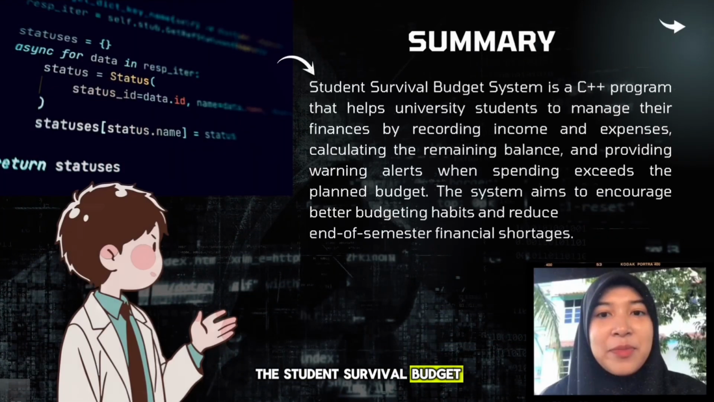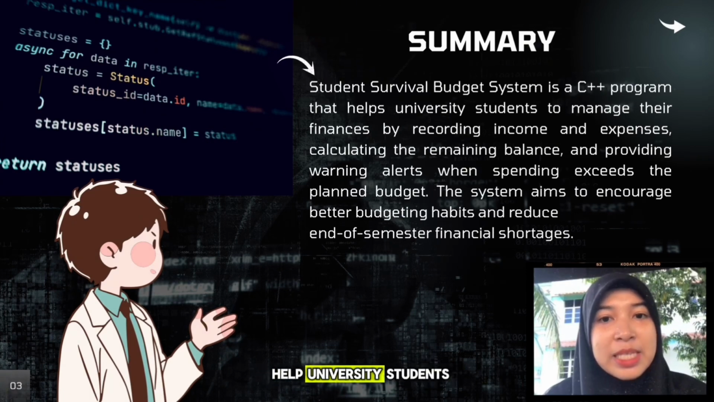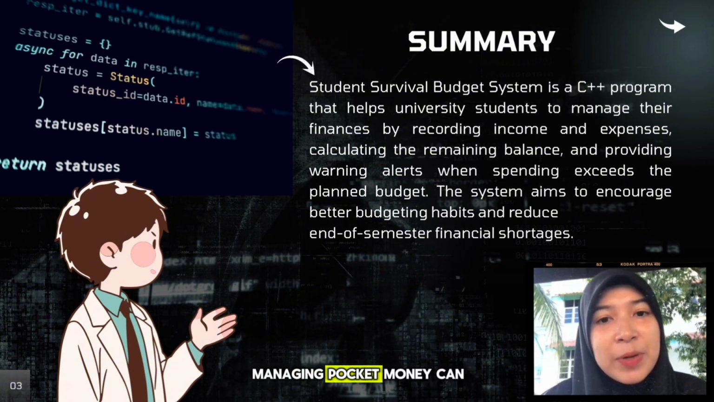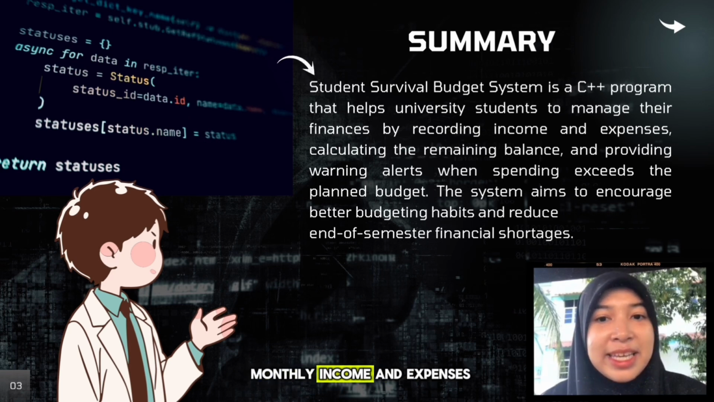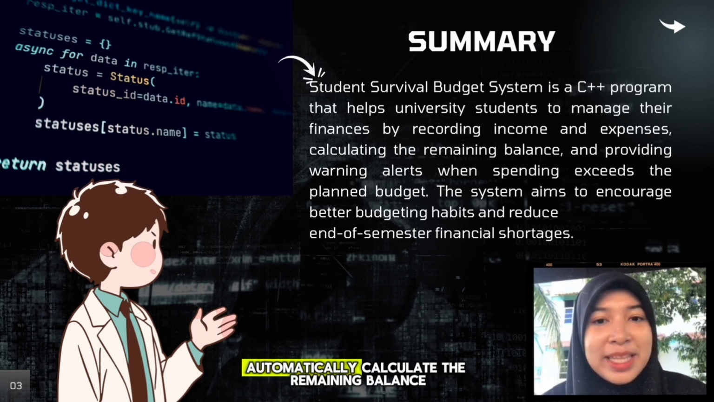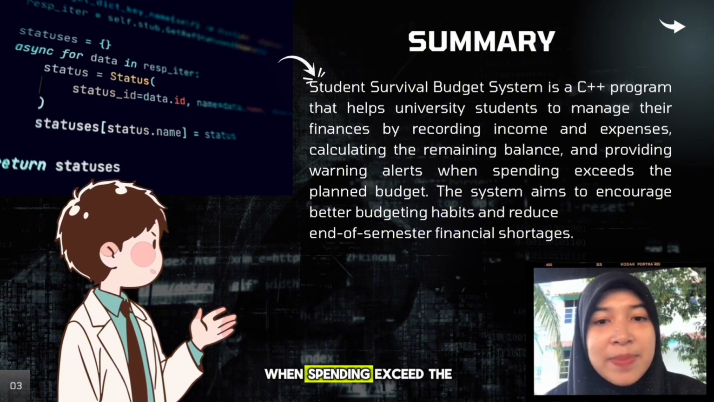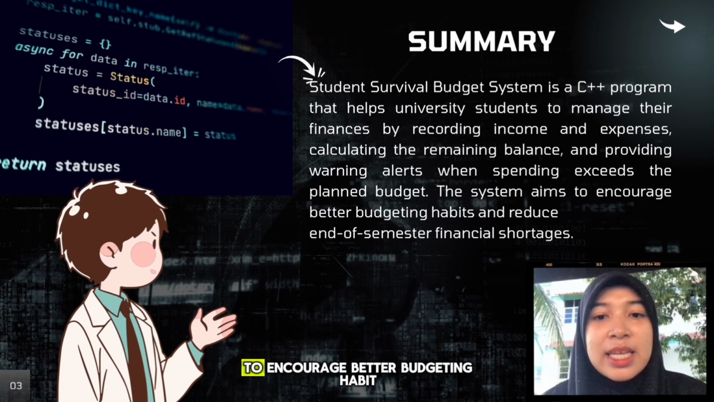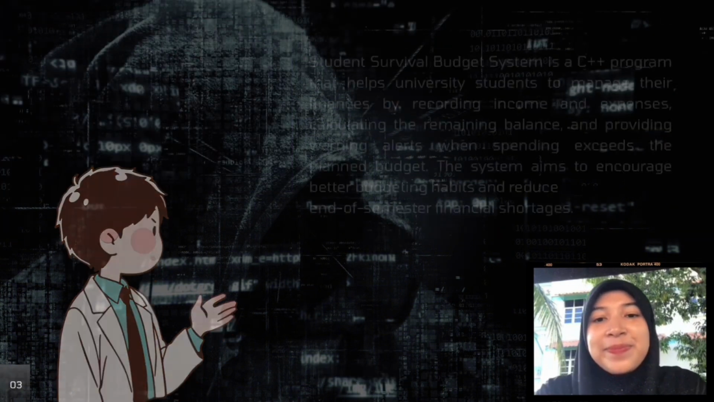The Student Survival Budget System is a C++ program developed to help university students manage their monthly finances more effectively. Managing pocket money can be challenging, so this system records monthly income and expenses, automatically calculates the remaining balance, and provides warning alerts when spending exceeds the planned budget limit. The main goal is to encourage better budgeting habits and reduce financial problems at the end of the semester.